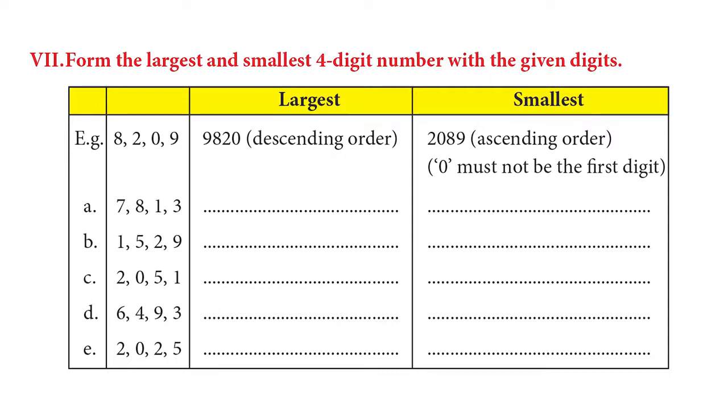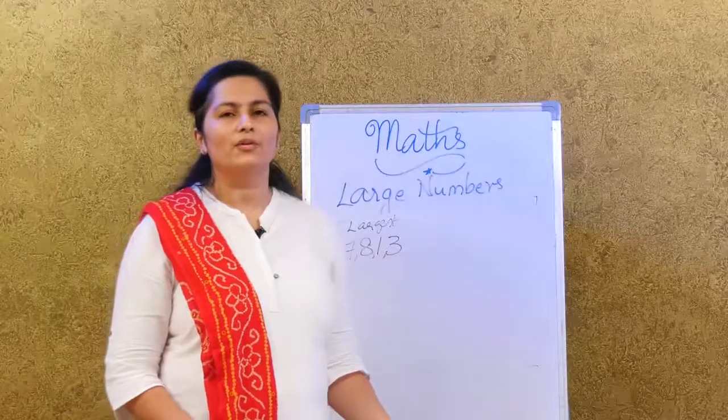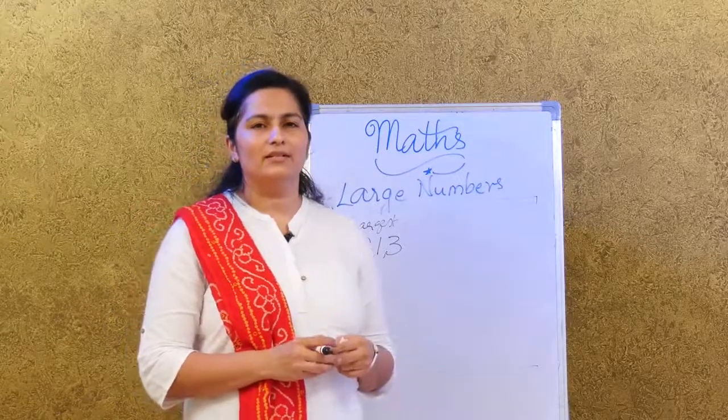This next one is 7,813, or you can even write the largest number that you can make out of that, and the smallest one that you can make out of it is 1,378. So, now that you know, you can go ahead and fill the rest of the sums.